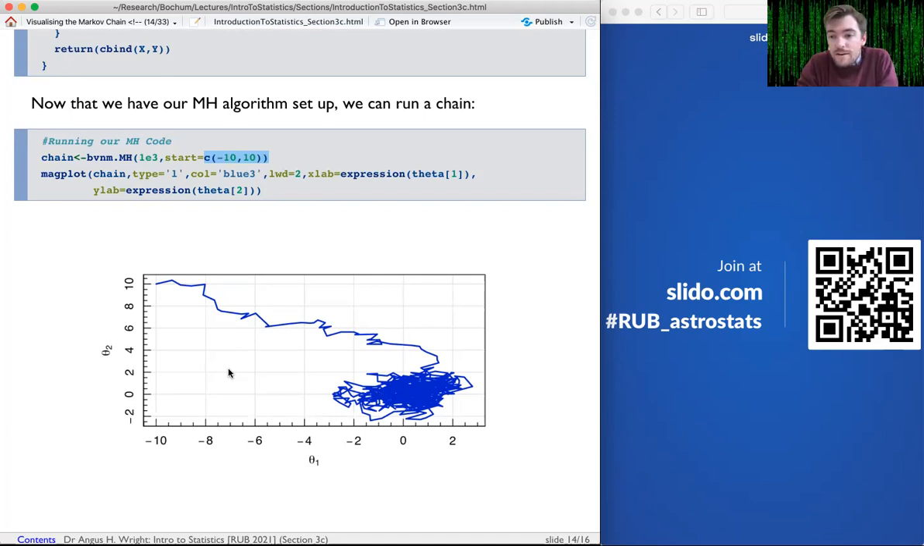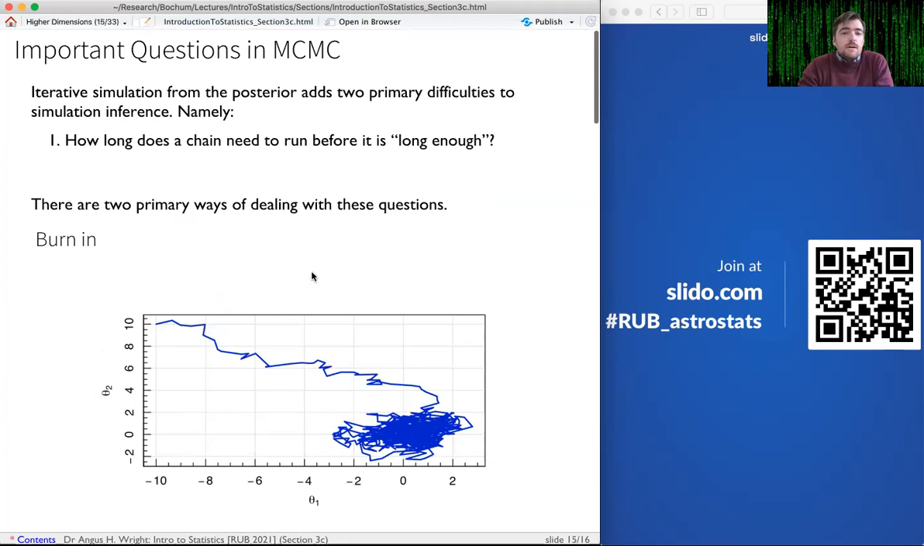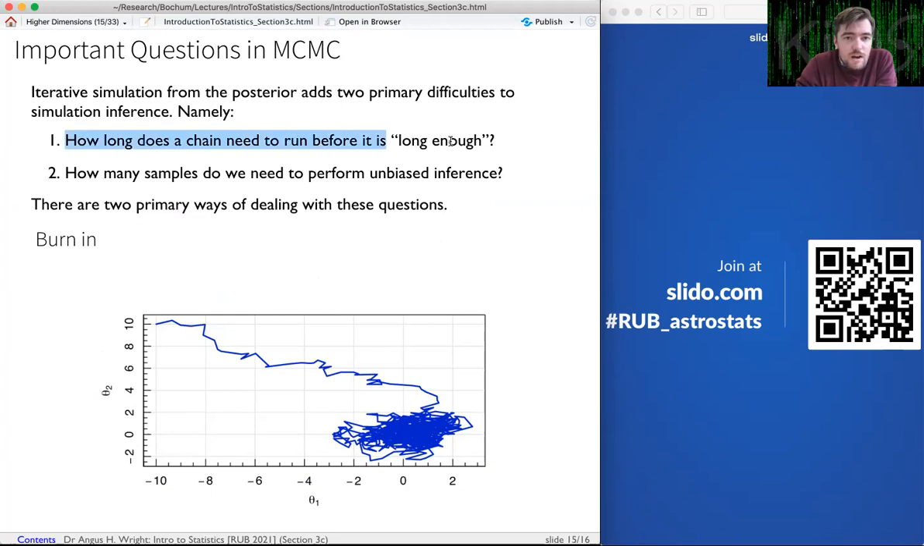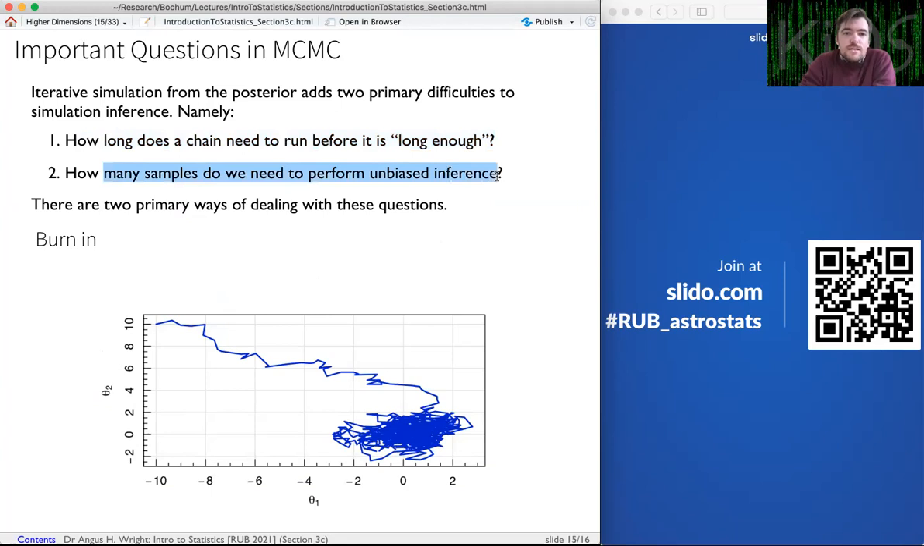What do we do with that now? There's a couple of important questions that we have to ask in Markov chain Monte Carlo. The first is, how do we know that a Markov chain Monte Carlo has been run long enough and has enough samples? The second is, how do we know that the samples that we have allow us to do unbiased inference? There are two primary things that are very important for answering these two questions.